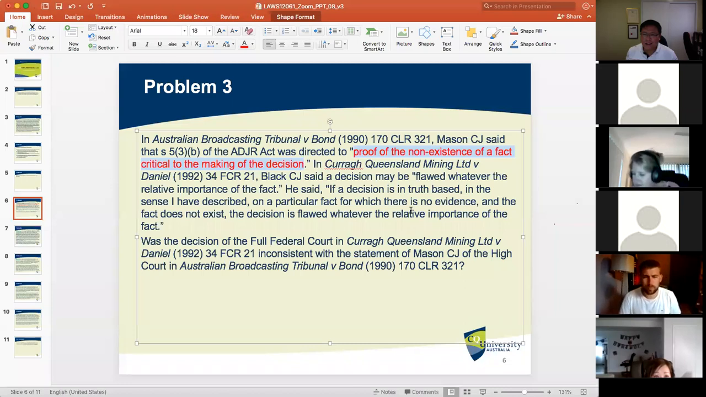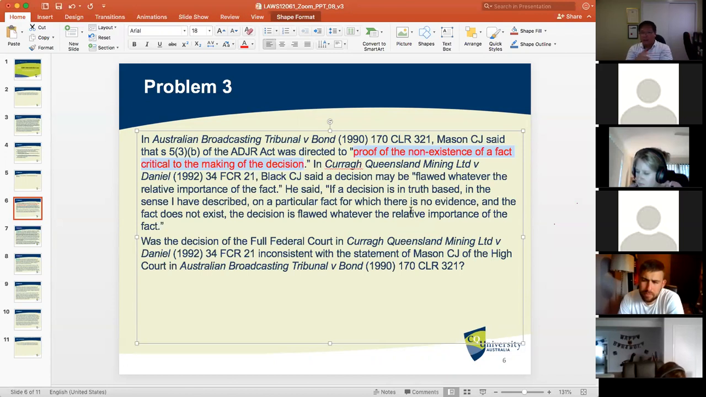If there's no evidence and the fact does not exist, then they would be able to apply under Section 5.1, subsection 5.3b. Not that easy. Not that quickly, Sarah. Because the mere fact that there was a finding of fact, and in fact that finding of fact was not based on evidence, will not mean that there is a ground for judicial review.